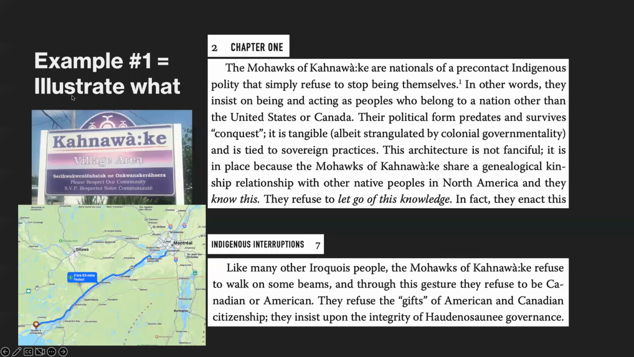The first and main example is the Mohawks of Caughnawaga. They're nationals of a pre-contact Indigenous polity. They simply refused to stop being themselves. She goes through this example, tells you some things about it. This was on page 2. On page 7, she discusses it again, goes through some things and what they do. They refuse gifts of American and Canadian citizenship.